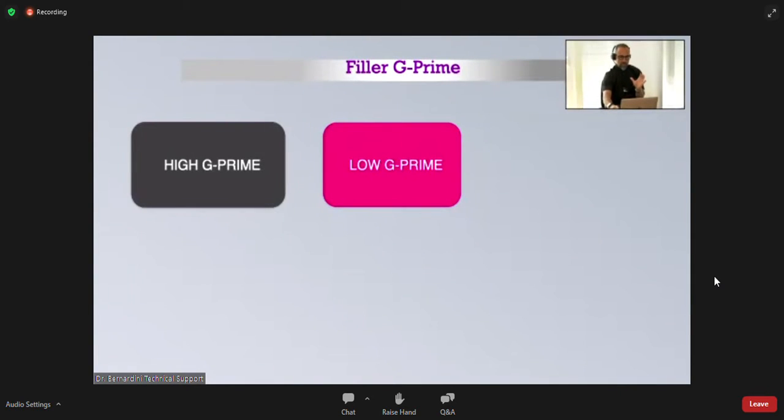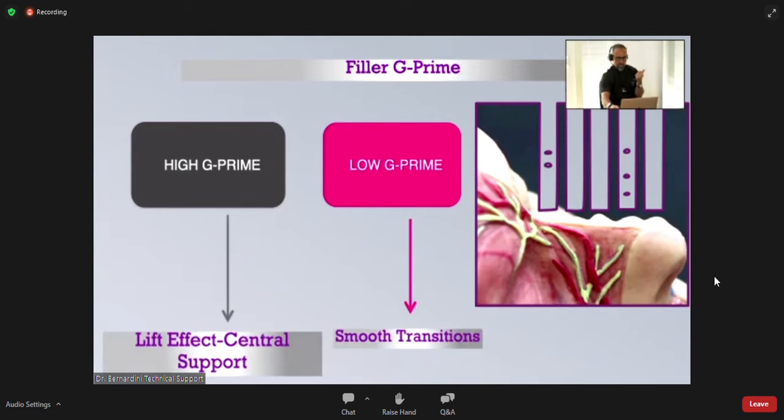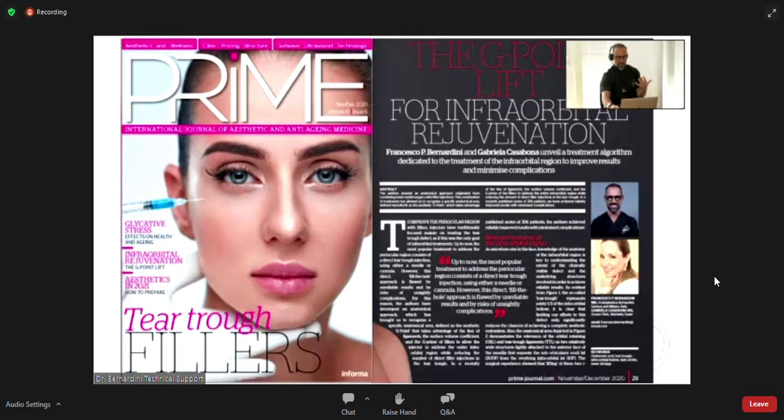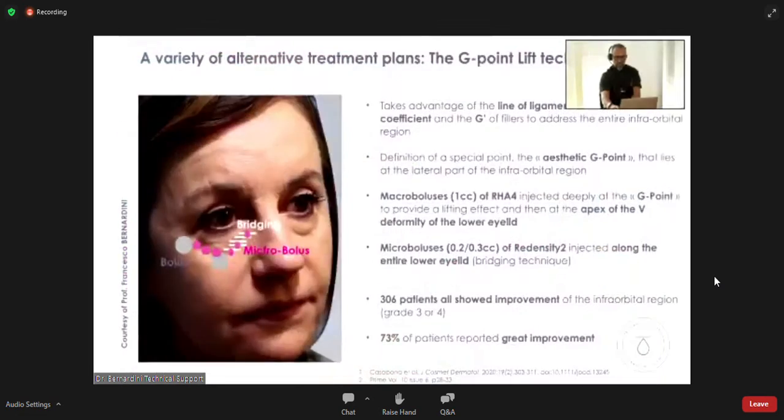So you will see me injecting with a high G prime filler in order to achieve structure, lift and support, and low G prime for the transitions. And we'll talk about the filler. This is not in the medical literature, it is just in a throwaway paper, but a G prime paper described the G point, and also in the literature.